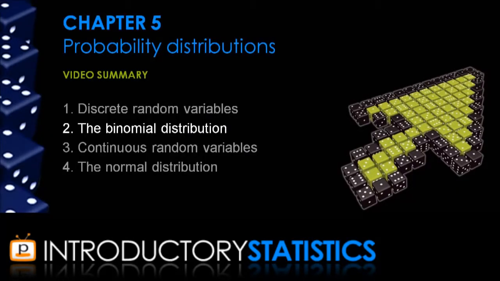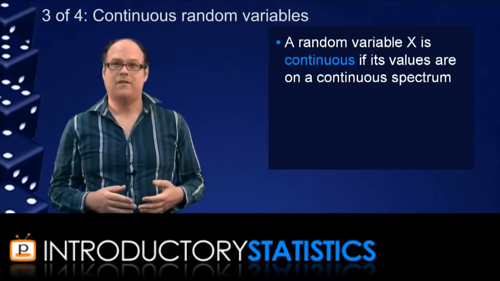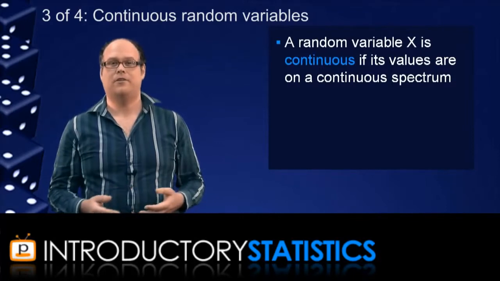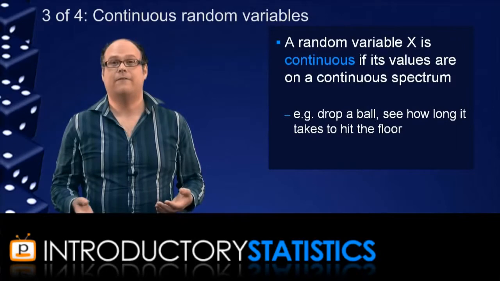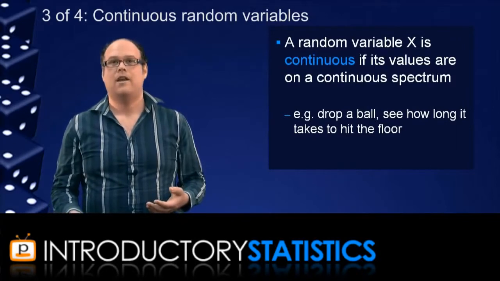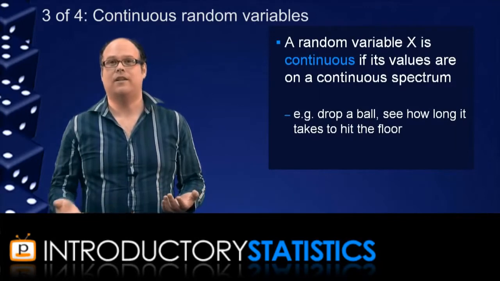The binomial distribution is very important for discrete random variables, but actually a lot of interesting random variables are continuous. So let's look at that now. A random variable is continuous if its values exist along a continuous spectrum. For example, if your variable is measuring the length of time it takes for a ball to drop to the floor, that time taken could, for example, be anywhere between 1 second and 2 seconds.